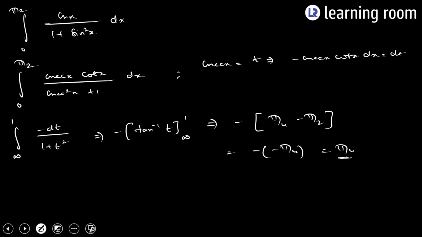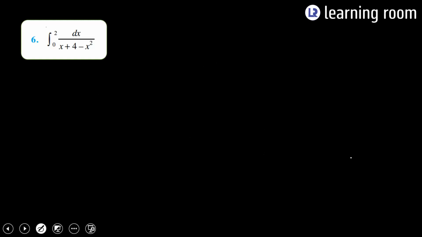So I hope you understood. We'll do one last problem. Time is up. We'll do 2-3 more problems. Let's do this. So integral of 0 to 2, dx divided by x plus 4 minus x squared. No substitution needed. Let's do it by using the completing the square method and solve it.